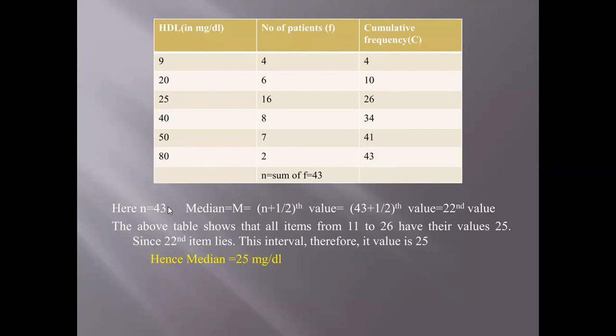So here n is 43. Therefore the median is equal to (n plus 1) divided by 2, that is (43 plus 1) divided by 2. That is 44 divided by 2, which comes to the 22nd value. So the 22nd value will be located in this cumulative frequency 26, that is from 11 onwards till 26 will be there in this 26 value. So the corresponding x is 25. Therefore the median is 25 here.